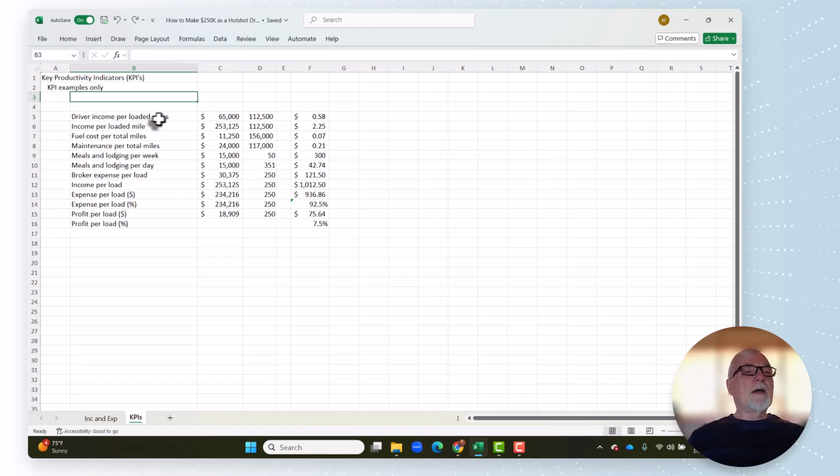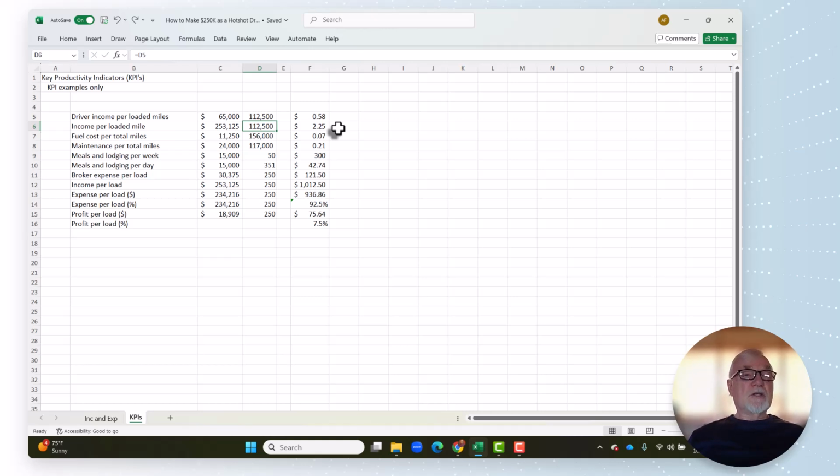Driver income per loaded mile. As we mentioned before, the salary was $65,000. Here's the number of loaded miles, and the driver right here is generating 58 cents per loaded mile. Now, that may or may not be realistic. I don't know. The income per loaded mile: here's the income that we're going to look at in the next video. And here are the number of loaded miles, and you divide one into the other, and your income per loaded mile is $2.25. I think that's pretty realistic, but some drivers are not making that much money per mile.